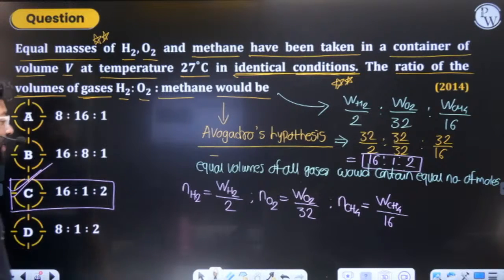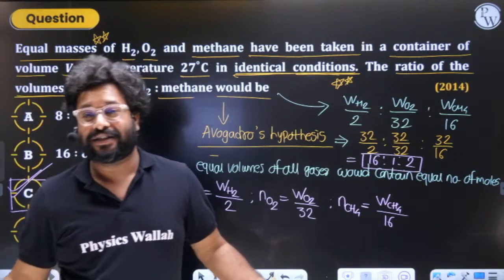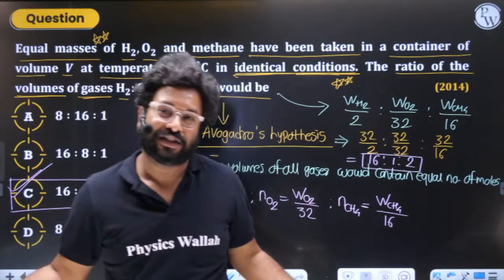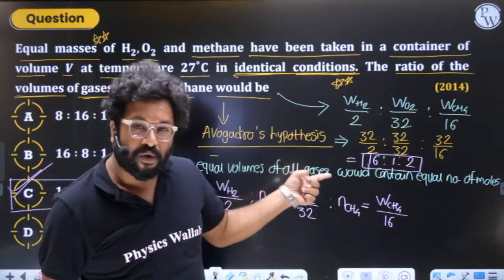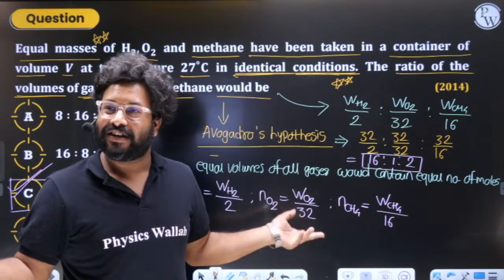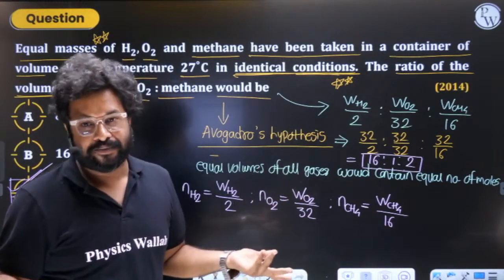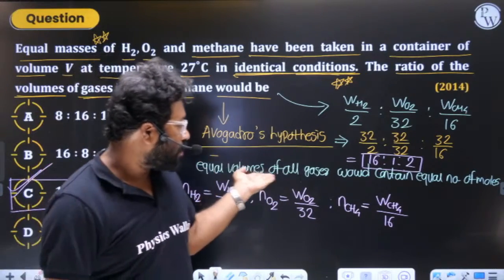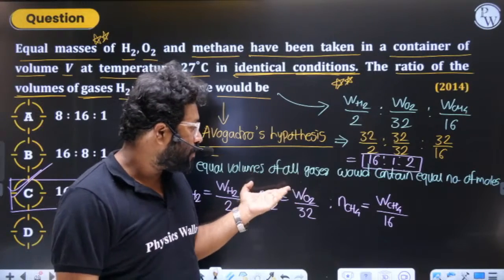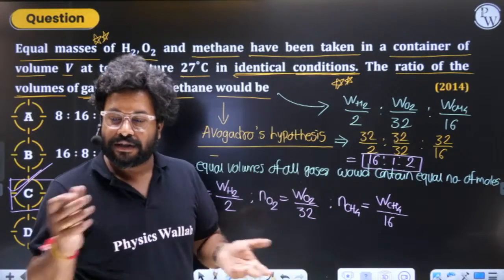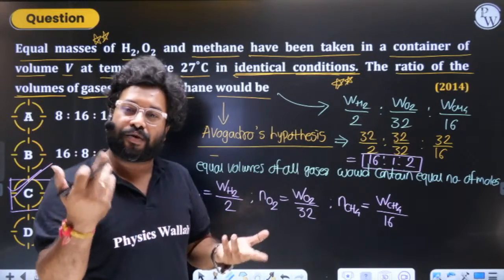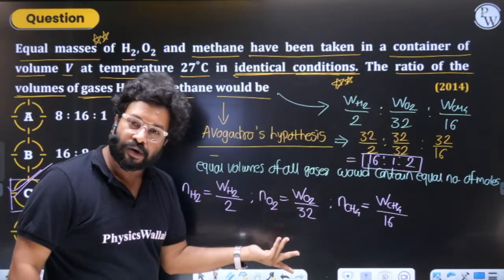So option C is the correct answer here. That's how you can solve this. 16 as to 1 as to 2. Clear? So basically what they have taken is Avogadro hypothesis only, which says that equal volumes of all gases would always contain equal number of moles. So what is the formula for number of moles? This is the formula for number of moles.